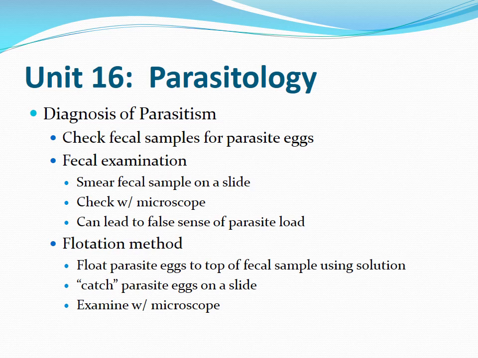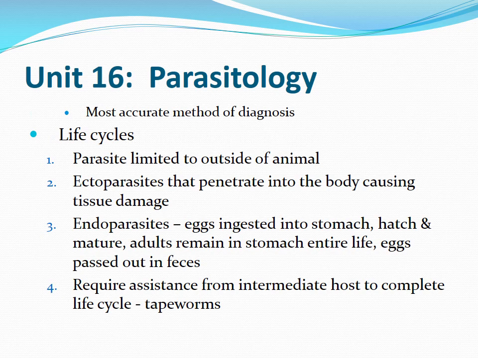The other way is what we call the flotation method, where we take again that fecal sample and irrigate it with a solution that will help float the eggs to the top of the fecal sample. It's a salt-based, saline-based solution, and basically you can then just dab the microscope slide on top of the beaker or test tube that you're doing this with and catch the eggs that float to the top on the parasite slide, put them on the microscope again, examine and check for parasite eggs. That's really the most accurate method of diagnosis that you'll find.